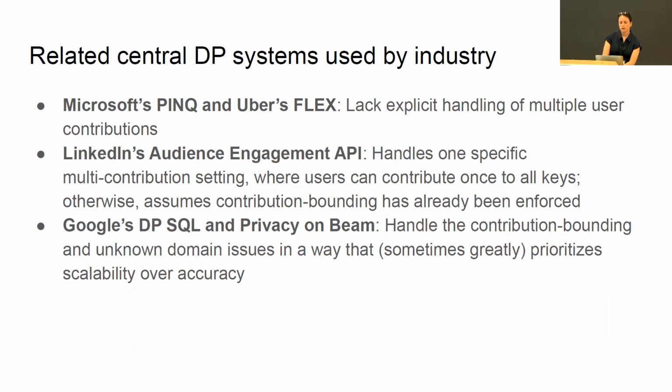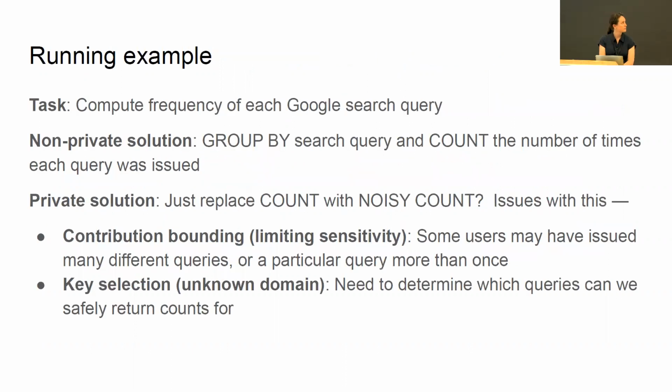But unfortunately, this didn't cover a lot of use cases for Google datasets, especially when users tended to contribute to some small sparse set of keys. Google's DPSQL and Privacy on Beam systems handle multiple user contributions. But as we'll discuss in a little more detail later on, Plume makes a different accuracy-efficiency trade-off than these. In particular, the Plume system sacrifices some efficiency to increase result accuracy.